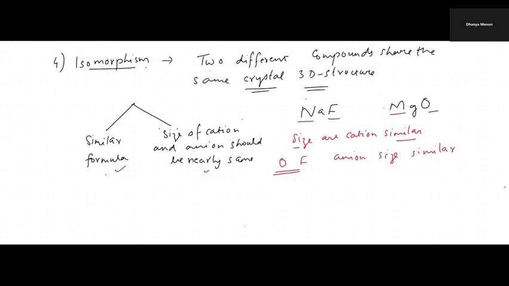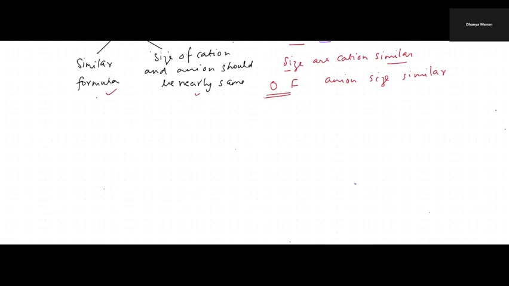If I take an example of sodium chloride and potassium chloride, here the anion is same, okay, fine, but you can see sodium and potassium are in two different groups. That means there is a lot of difference in the size. So they don't show isomorphism, although they have similar formula.